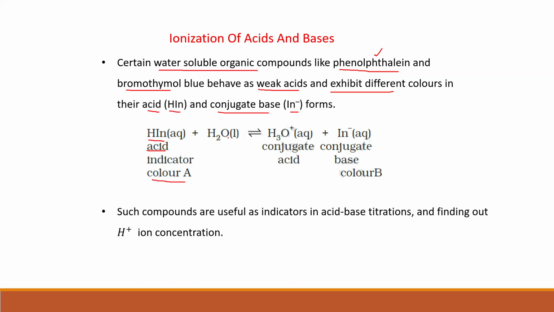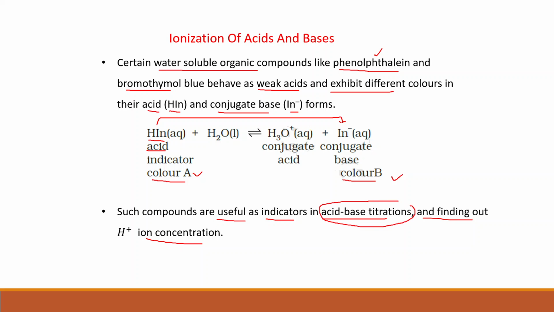When this dissociates to give In-, that is its conjugate base, its color will be B. So we can say color A is different from color B. Clear? Such compounds are useful as indicators in acid-base titrations and in finding out H+ ion concentration. Now, what is this acid-base titration? This is your practical part. When we discuss the practical, we will discuss this titration.